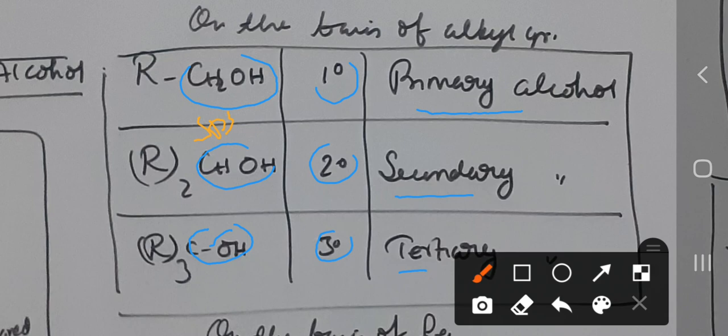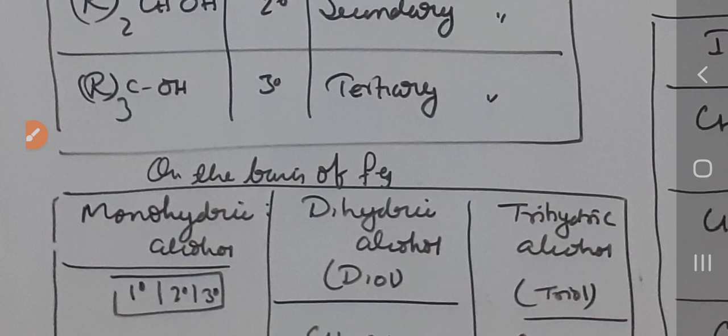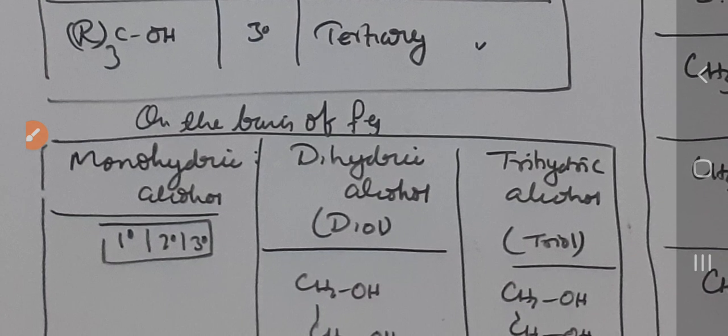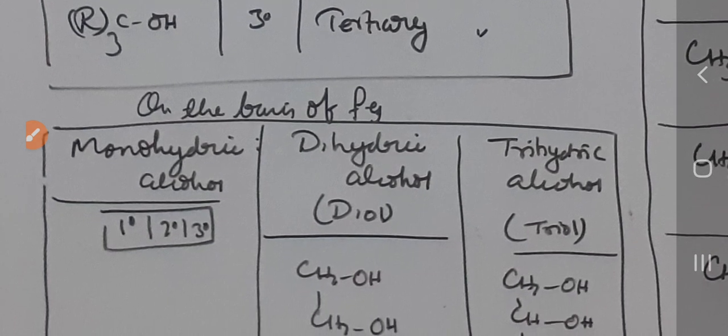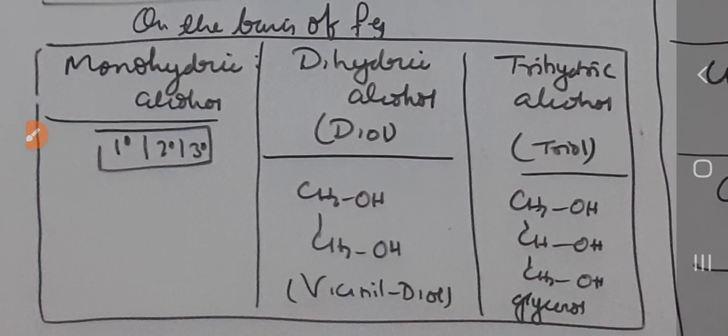Now move on to the next part of this topic, classification on the basis of functional group. On the basis of functional group, you can see that alcohols are classified into three categories: monohydric, dihydric, and trihydric alcohol. In a simple way, you can remember, in case of monohydric alcohol, there is only one OH group.